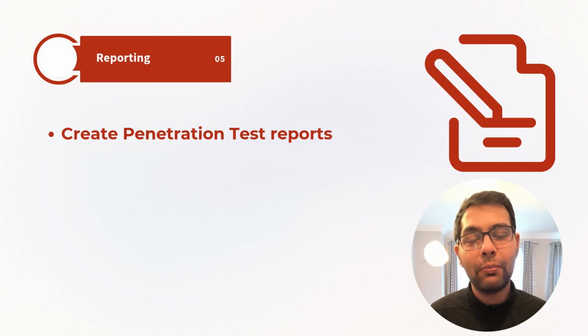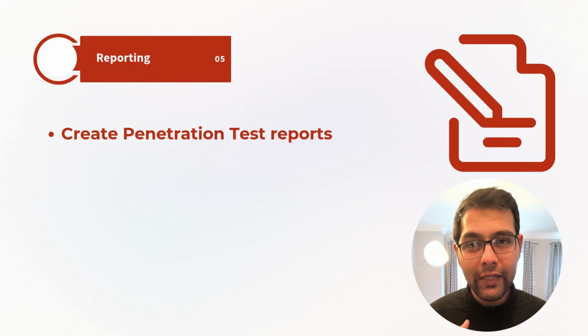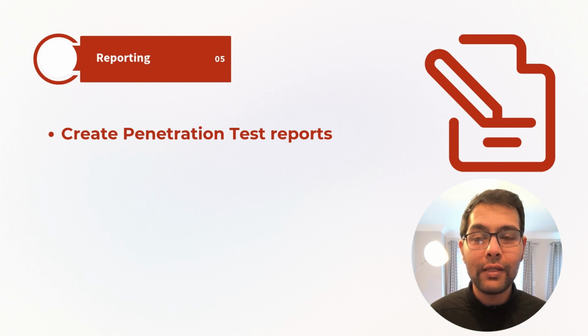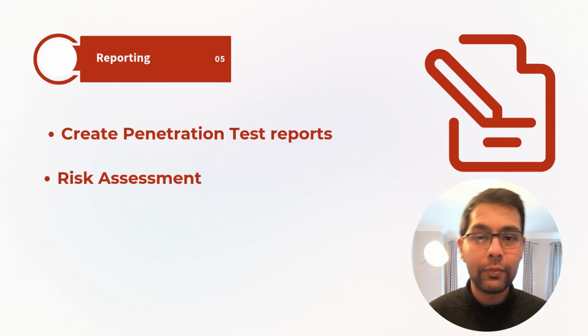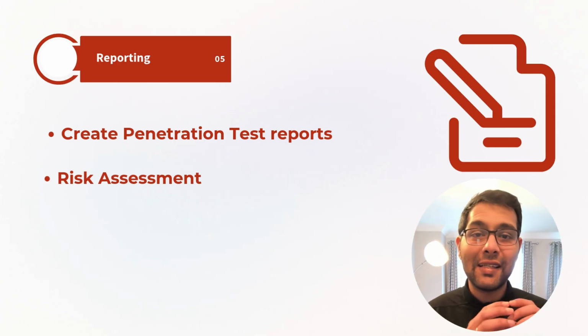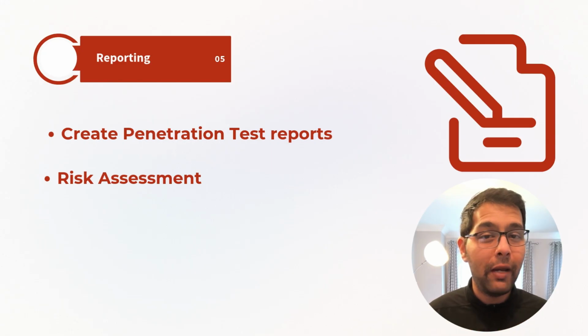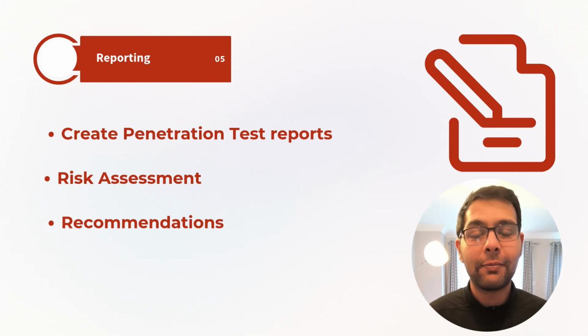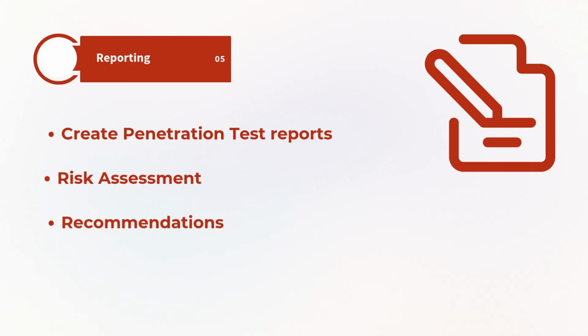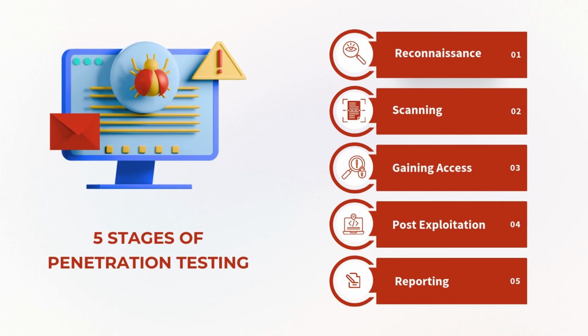A penetration test report usually includes a summary of findings, so the key vulnerabilities discovered and their impact, proof of concept exploits, evidence showing how the vulnerabilities were exploited, and risk assessment. So you have a rating of each vulnerability's severity and how severe the impact could potentially be. Recommendations, the most important thing: steps to patch vulnerabilities and improve security defenses. This report is crucial because it helps organizations understand their weak points and take action before real attackers actually exploit them. And that's a wrap on the 5 stages of penetration testing.